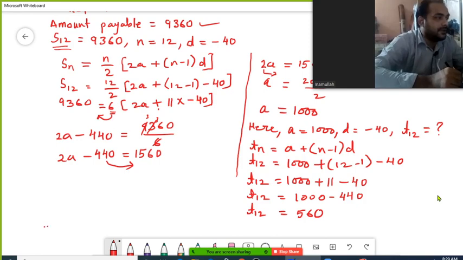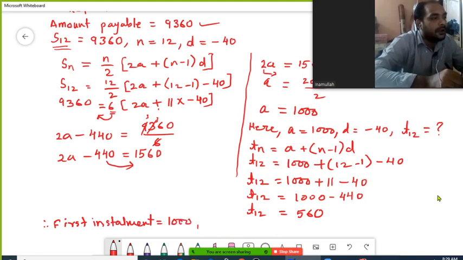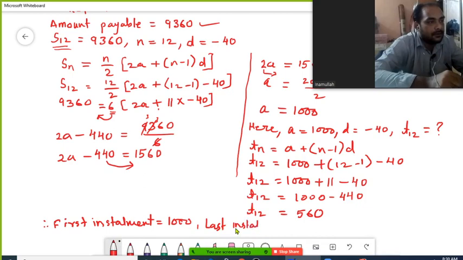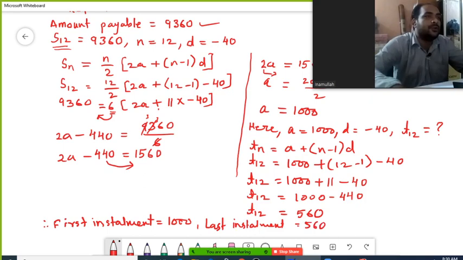So your final answer: first installment is rupees 1000, and since every successive installment decreases by 40, your last installment is 560. This way you can solve this question. Hope it is clear to everybody.